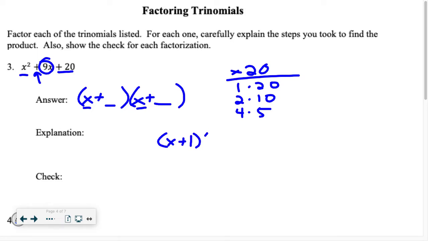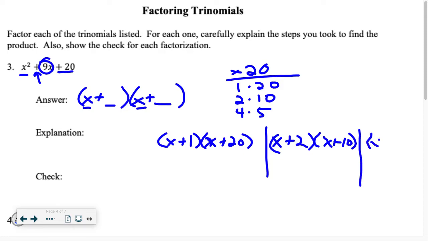So if I do this here, versus x plus 2 times x plus 10, and then my last option is x plus 4 times x plus 5. Run out of space here, but it's okay. I'm going to go ahead and distribute these back out, see which one gets me back to the original problem. So x squared plus 20x plus 1x plus 20.